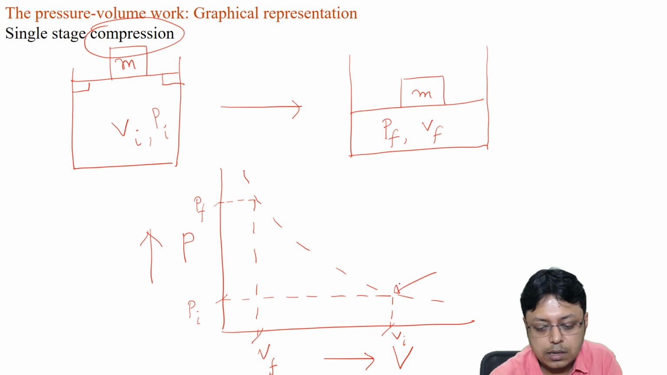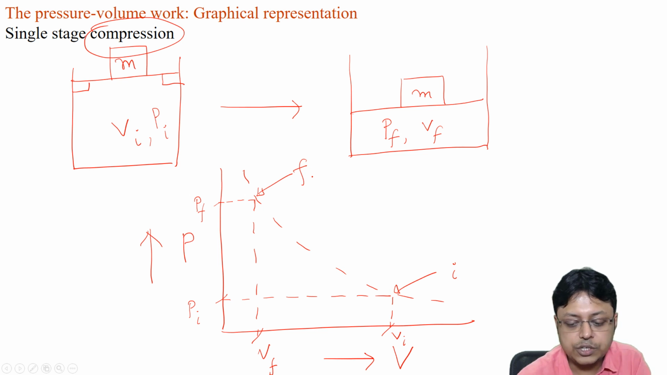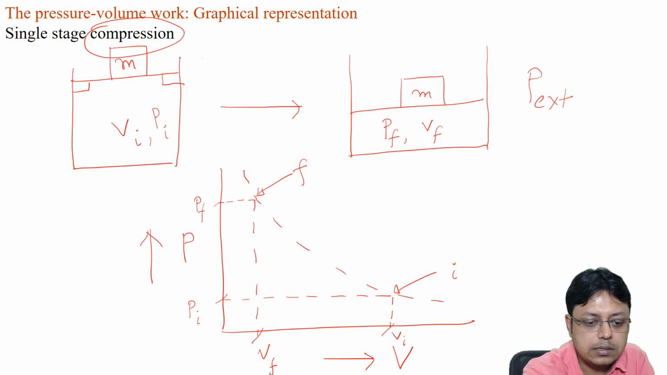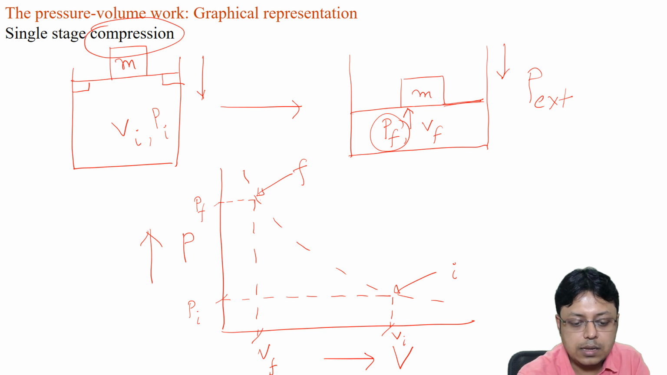So this is the initial state in this case, and this is the final state. Because it's a compression, the volume is going in the other direction, it is shrinking. Now let us try to understand what will be the work done in this case. Think about it. What is P external? As I said, P external is making this compression, and the piston will fall until the pressure of the gas balances the P external. So P external in this case is nothing but the final pressure.